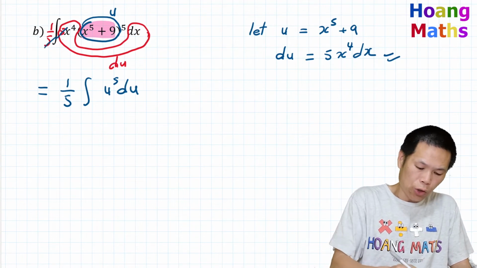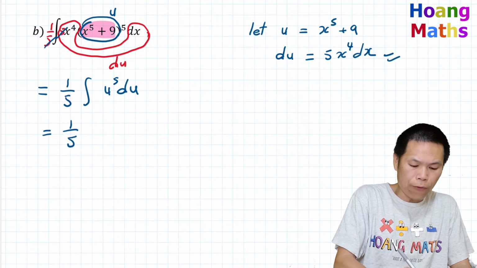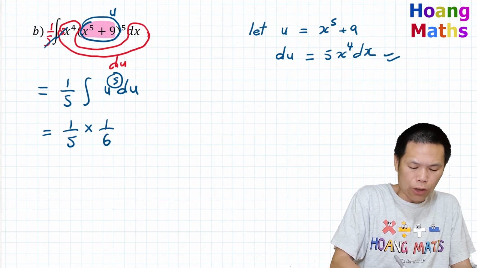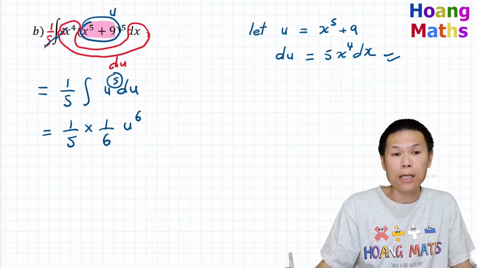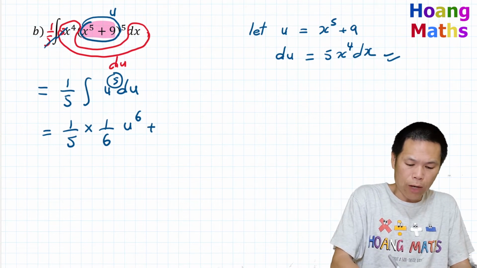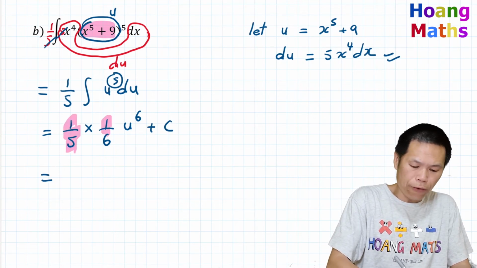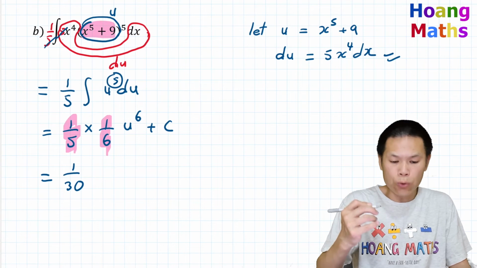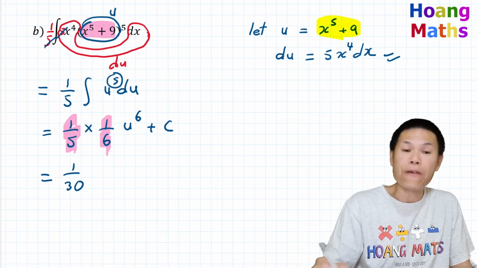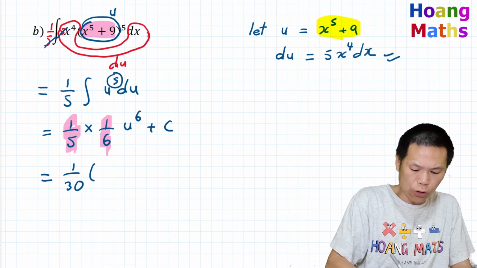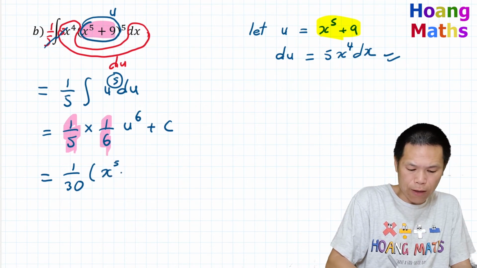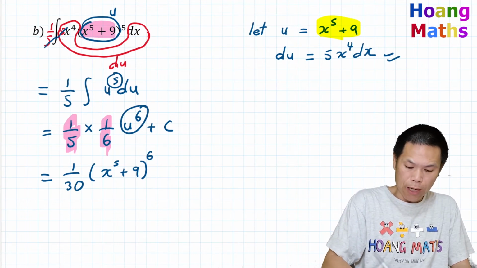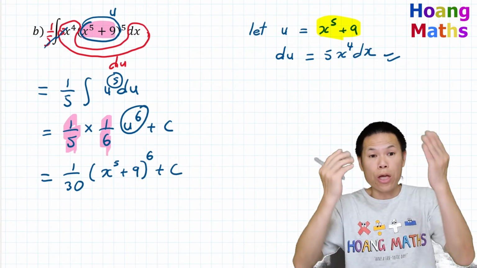Remember that. Okay, so now I just integrate this, so that becomes 1/5, and 5 plus 1 gives me 6. So you multiply by 1 over 6, u to the power of 6, or you can write u to the power of 6 over 6 if you like, and we add a constant. Now 1/5 times 1/6 gives me 1 over 30, and u is x to the power 5 plus 9, to the power of 6. Okay, this is power of 6, so we just write 6 down and then we add a constant. So there you go.